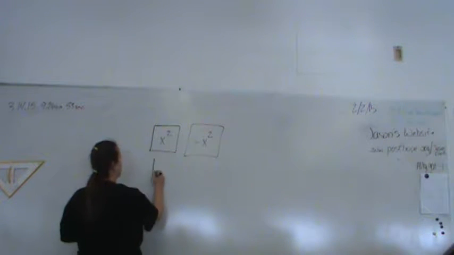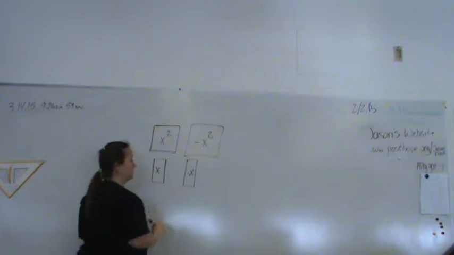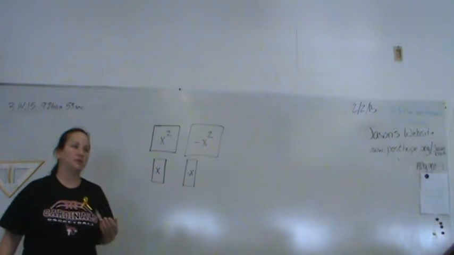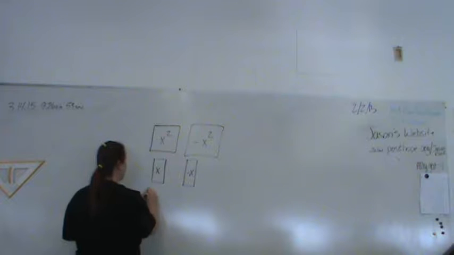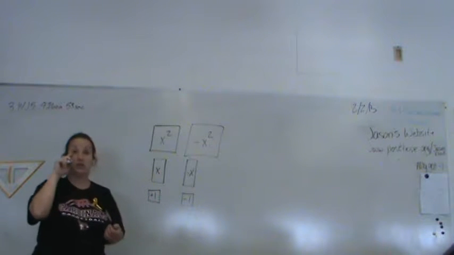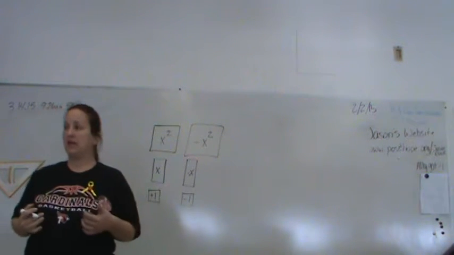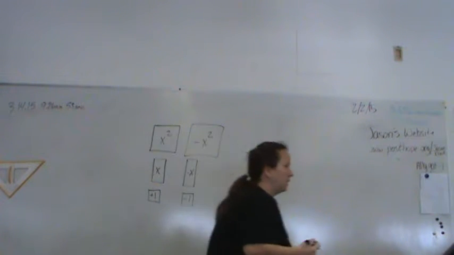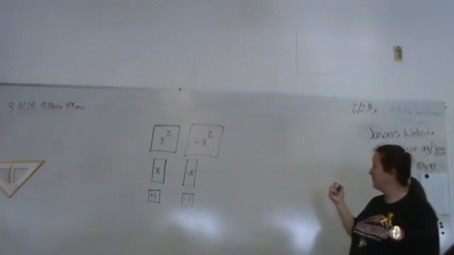My squares are not the same size. I'm going to have an x and a negative x, represented by rectangles. And then our numbers are going to be represented by smaller squares. So what we're going to do today is draw them, and then show which ones cancel.